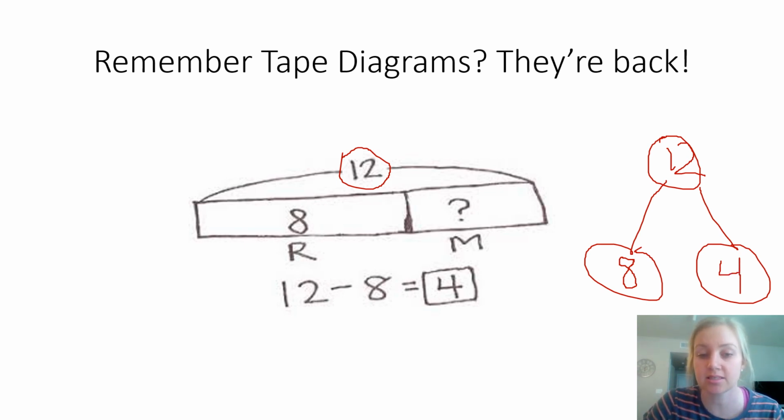So looking at this tape diagram and looking at my number bond, the 2 numbers on the bottom should equal the number at the top. Let's make sure it does. Let's count on from 8 4 times and see if we land on 12. Get 8 going. 8, 9, 10, 11, 12. So 8 and 4 make 12.